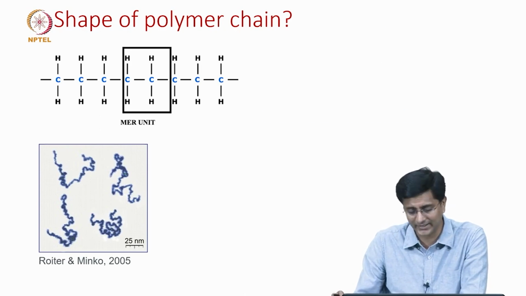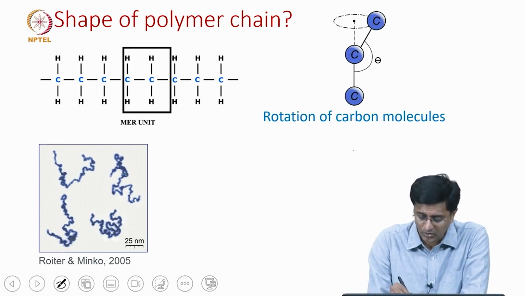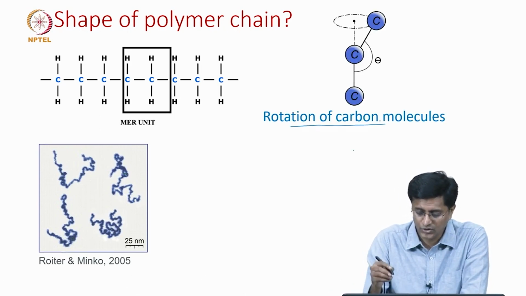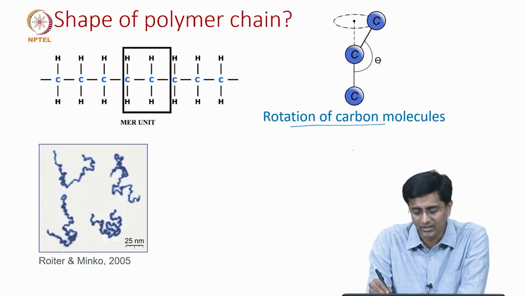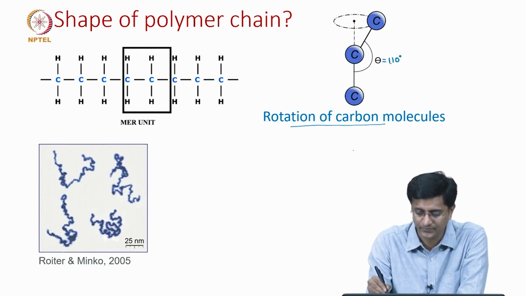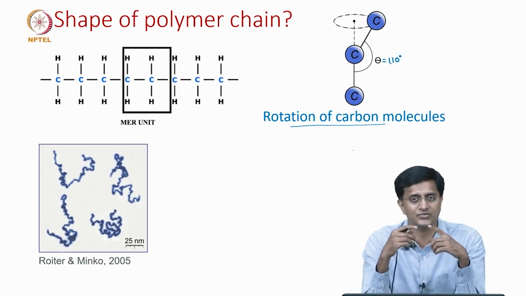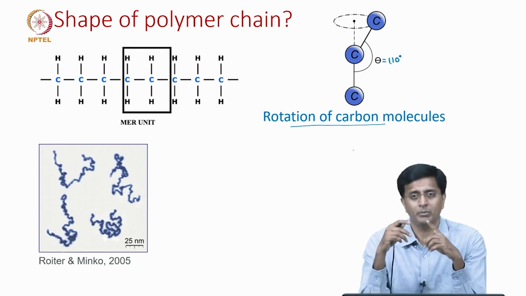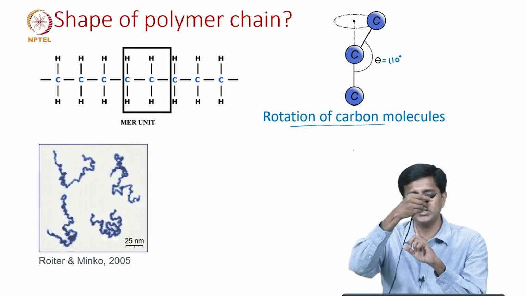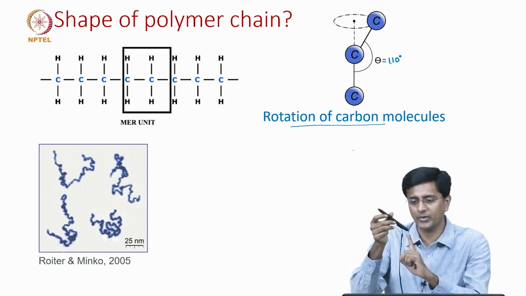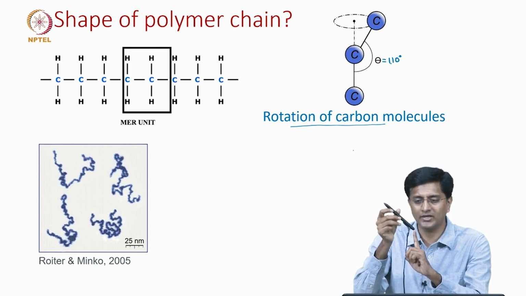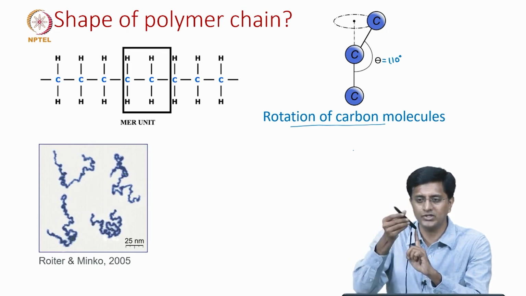This is explained using the rotation of carbon molecules. If we see these two carbon bonds, there is an angle theta which is about 110 degrees. This angle is more or less fixed, but what is possible is the rotation. So let us say this is one carbon bond and this is another carbon bond. Though this angle is 110 degrees, it can be in any of these orientations.